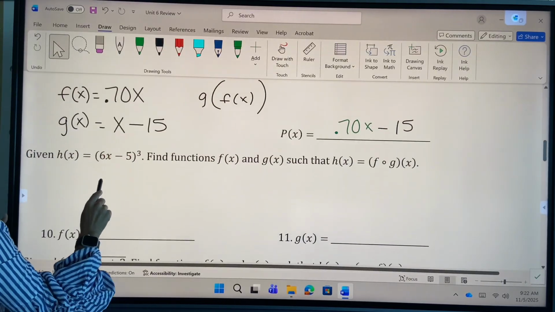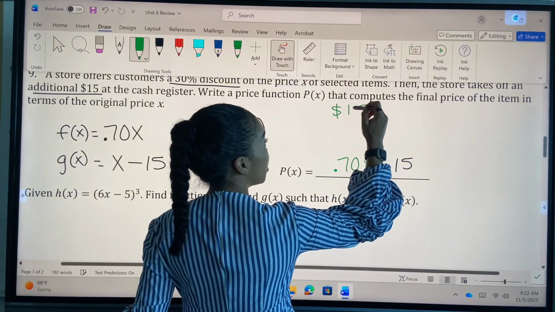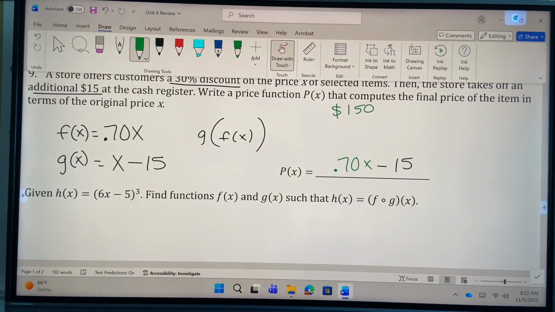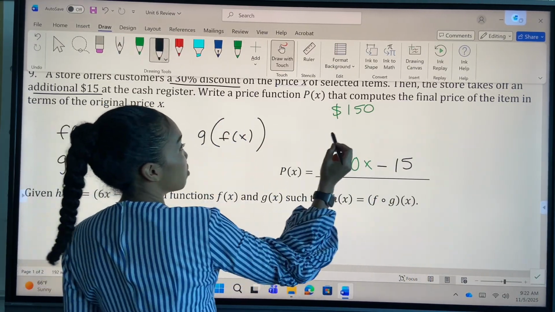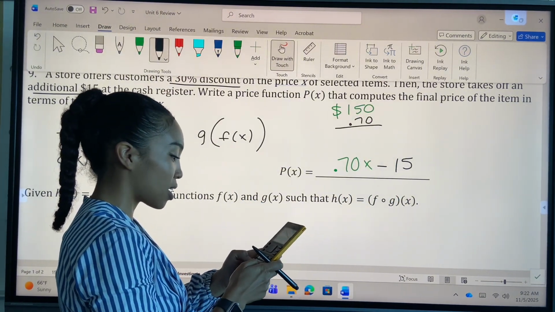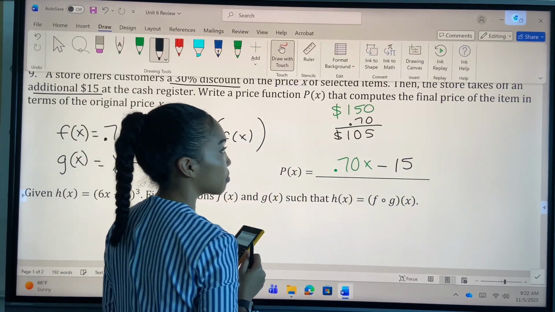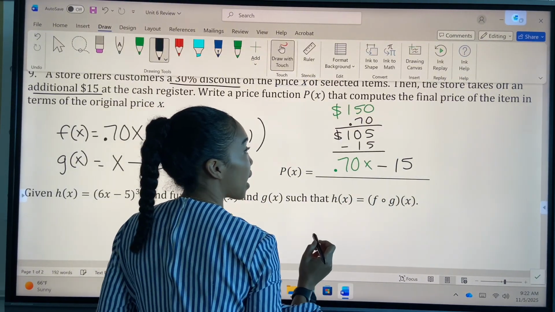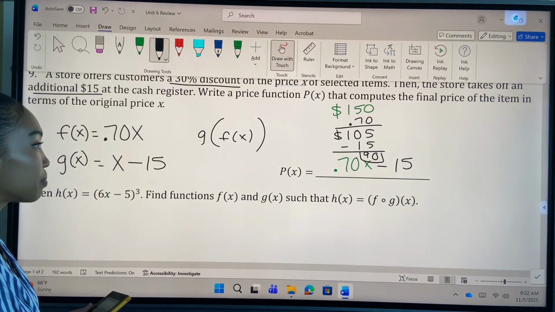Next one. And if you want an example of this, let's say you had to pay $150. If you get a 30% discount, that means you only have to pay 70%. So 150 times 0.70, that means you only have to pay $105. And then you get an additional $15 off. So that means you only have to pay 90 bucks. So that's how you apply this problem.